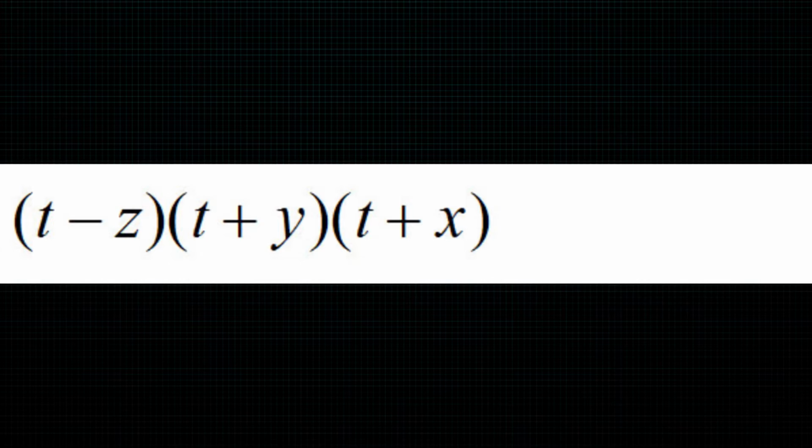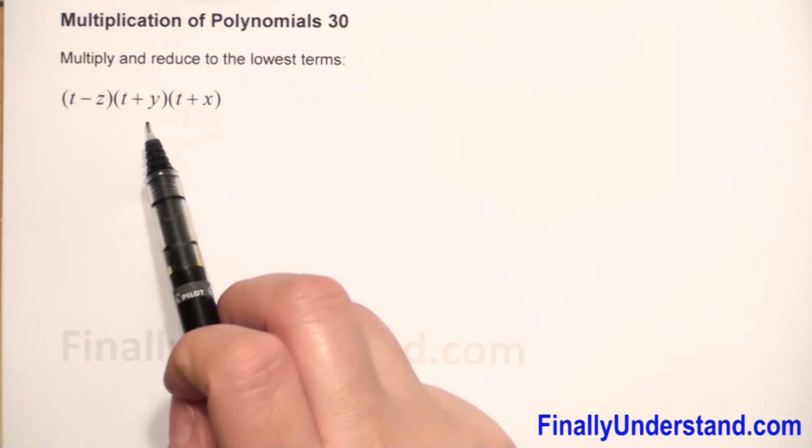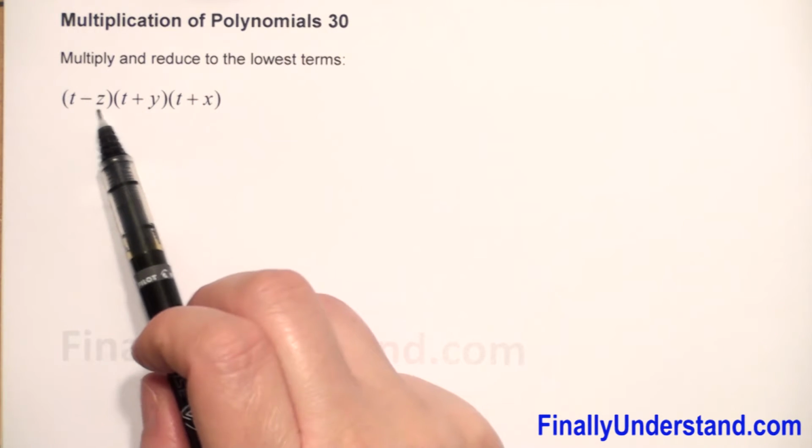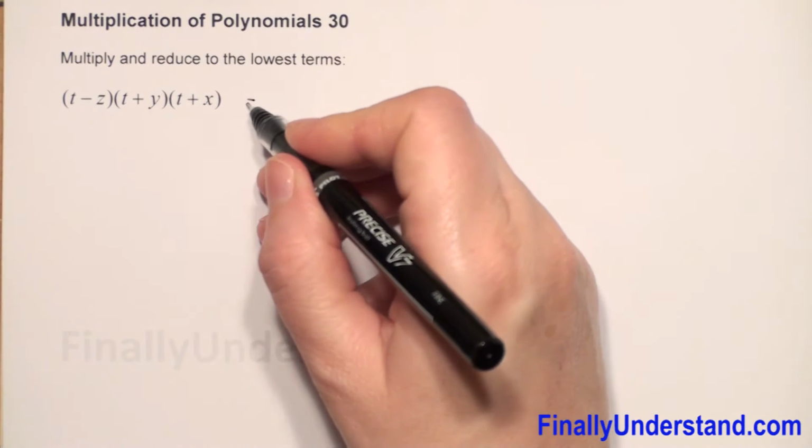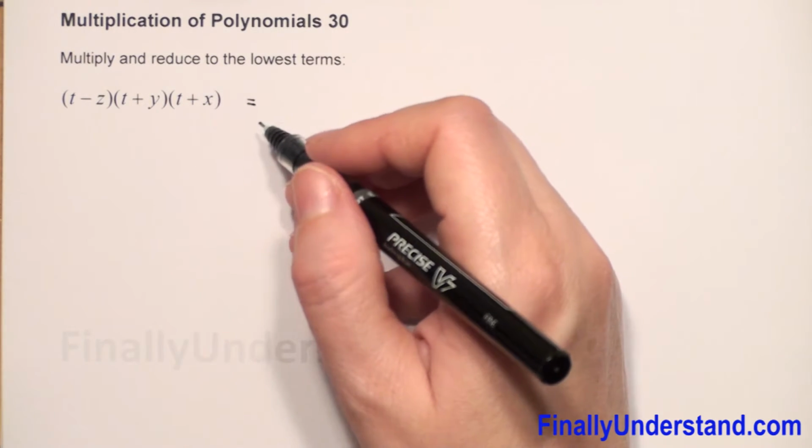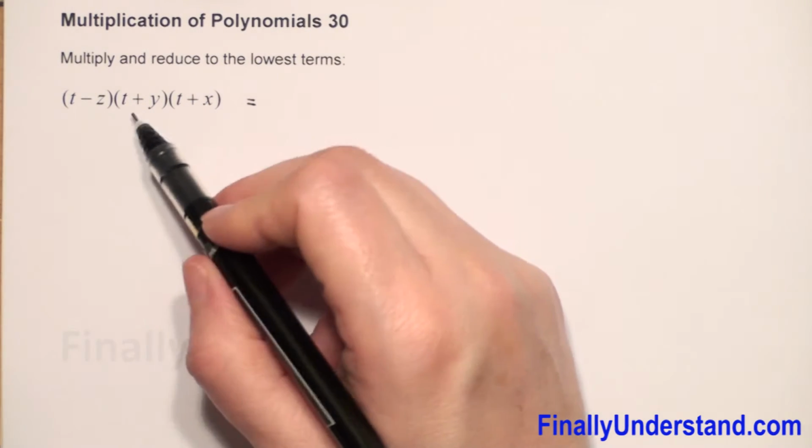We have multiplication of polynomials. In the parentheses we have different terms. So we will start from the left side. First we will multiply these two parentheses. Let me write this solution in the brackets.